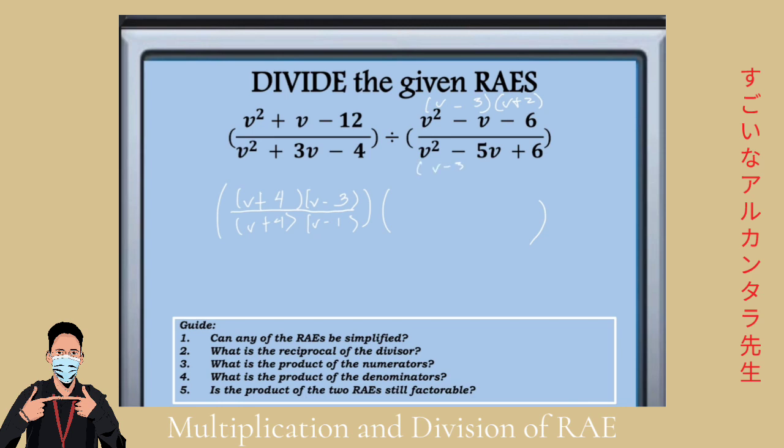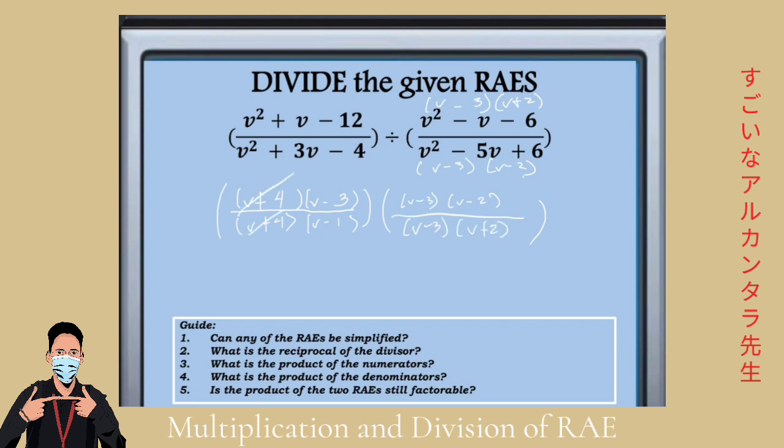This one right here is v minus 3 times v minus 2. Why are they both negative? Because negative 3 times negative 2 is positive 6. Negative 3 plus negative 2 is negative 5. So since we're going to flip it, v minus 3 and v minus 2 are above, and the denominator will have v minus 3 and v plus 2.